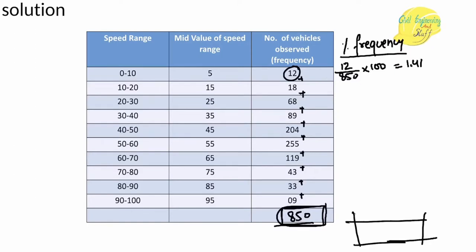Likewise, what was the percentage of the total vehicles that were traveling at a speed of 15 km per hour? We'll find it by 18 divided by 850 into 100. So this comes out to be 2.12. Likewise, we'll repeat the same for everything. Let's do one more.